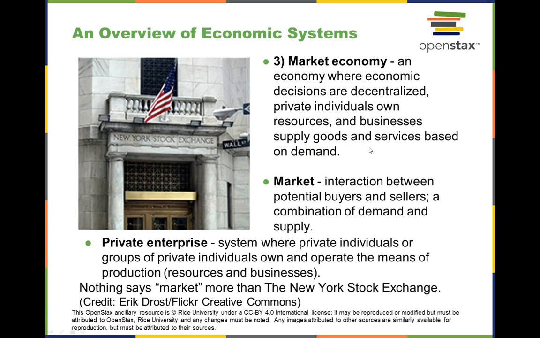Then there are market systems. A market economy is one where economic decisions are decentralized. Private individuals own resources, and businesses supply goods and services based on demand. Interaction between potential buyers and sellers, a combination of demand and supply, is known as the marketplace.